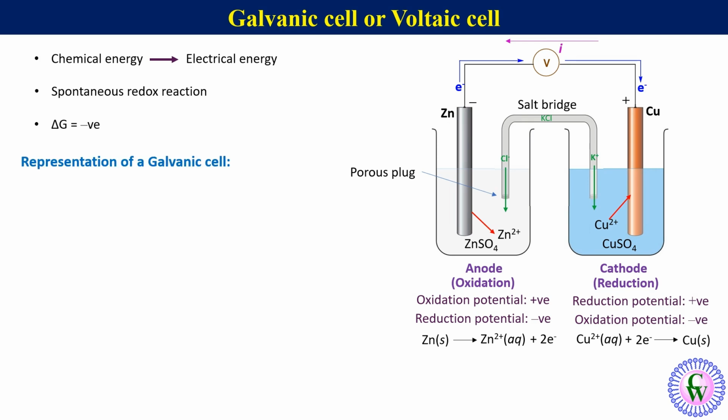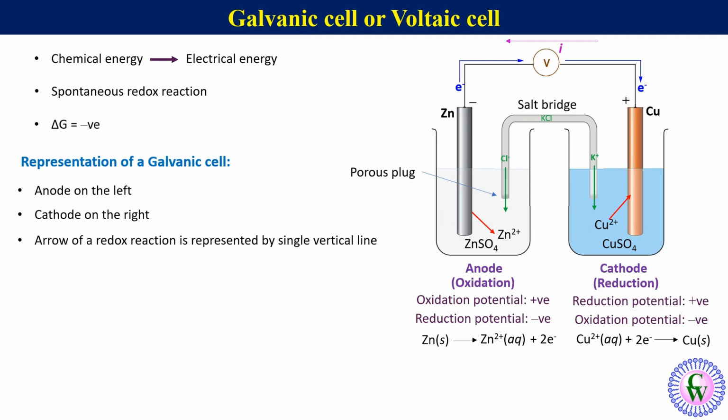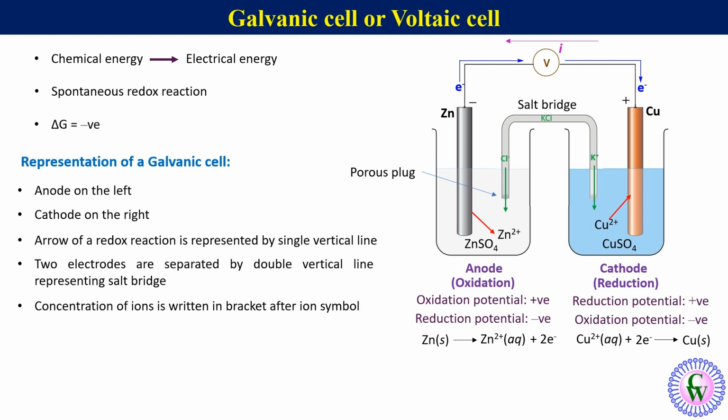Symbolic representation of galvanic cell. We should keep the following points in mind while symbolic representation of a galvanic cell. Anode half cell is written on the left while cathode on the right. Arrow of a redox reaction is represented by a vertical line. Two electrodes are separated by double vertical line representing salt bridge. Concentration of ions is written after ion symbol in a small bracket.